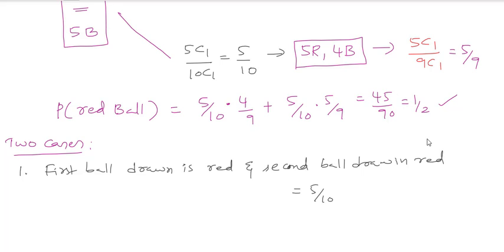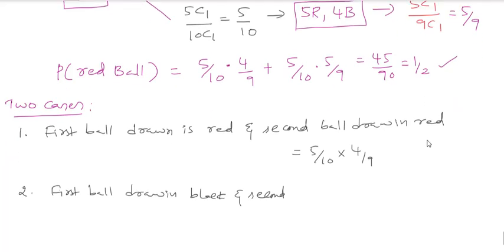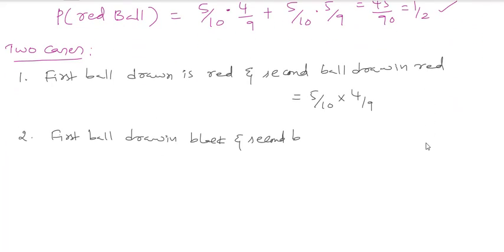So this case is 5 by 10 into 4 by 9. Then similarly the second case: first ball drawn is black, and second ball drawn is red, which is 5 divided by 10 into 5 by 9. So overall it will be 1 by 2, as I added these things. This is how you have to go with the concept.